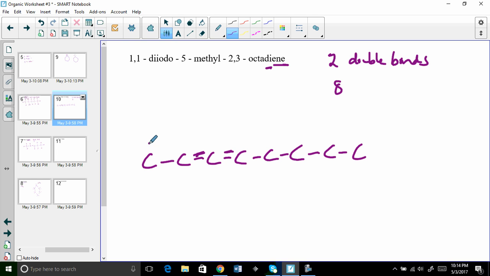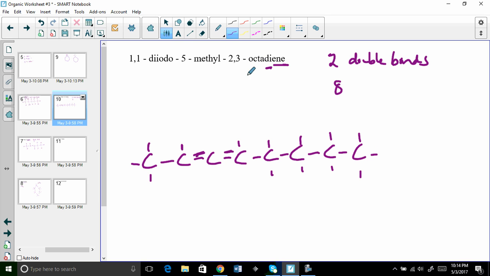This carbon has 1, it needs 4. This carbon has 1, 2, 3, it only needs 1. This carbon has 1, 2, 3, 4, none. Then 1, 2, 3, 4, and so on down the chain. Okay, now I'll just go backwards.